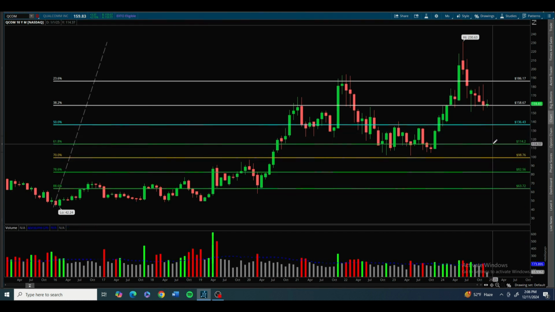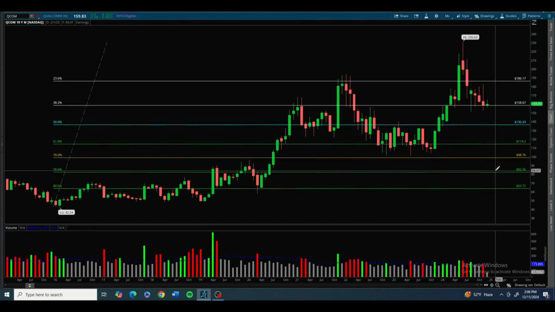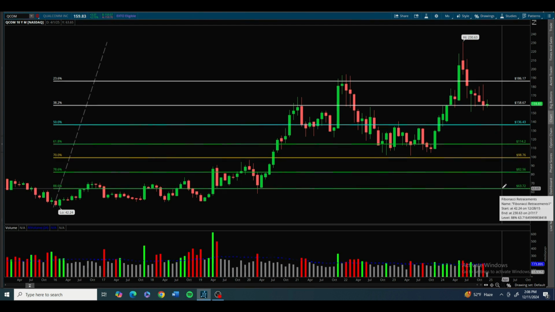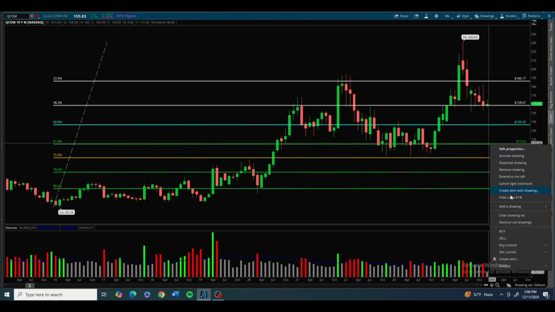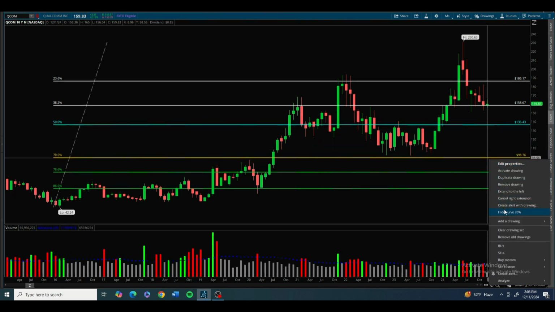However, these Fibonacci levels right here, the 61, 70, 78, and 88, are a little too far from the price, and they're probably not going to help me out right now. So we don't need them, and we're going to go ahead and get rid of them. It's going to make the chart look a lot better. So we're just going to hide those.